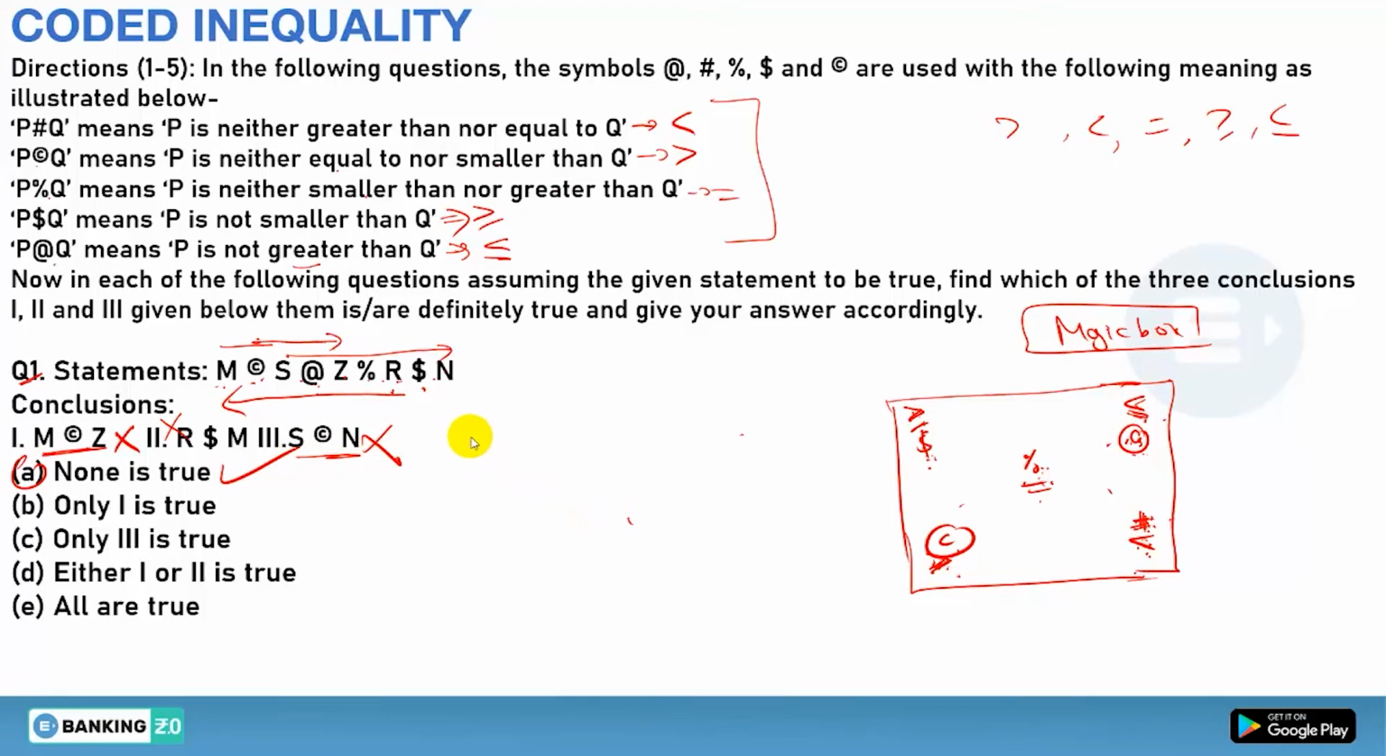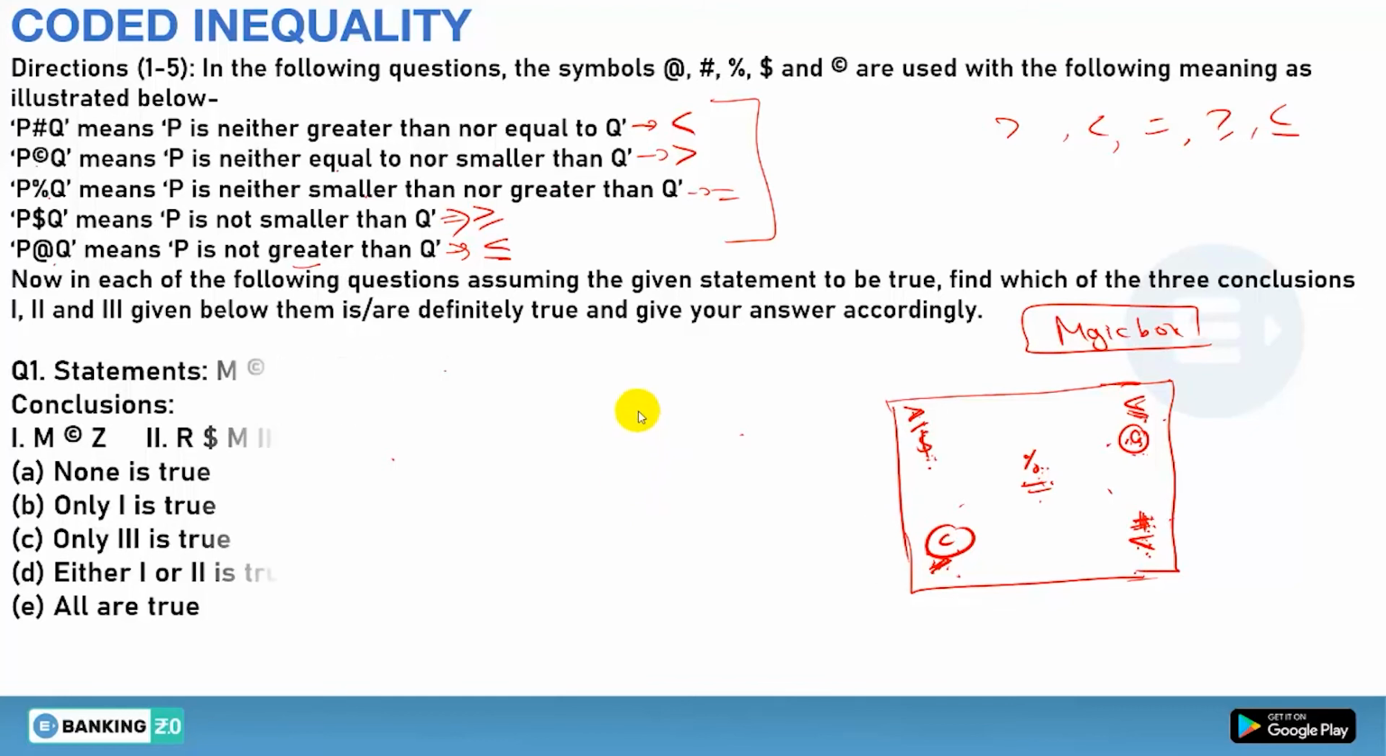This is the basic trick. And if you want to know more about the trick, if you need a proper approach to it, you can watch my videos on coded inequality or inequality in my banking foundation course, which is in the prime videos. Okay, so now let's see question number 2.